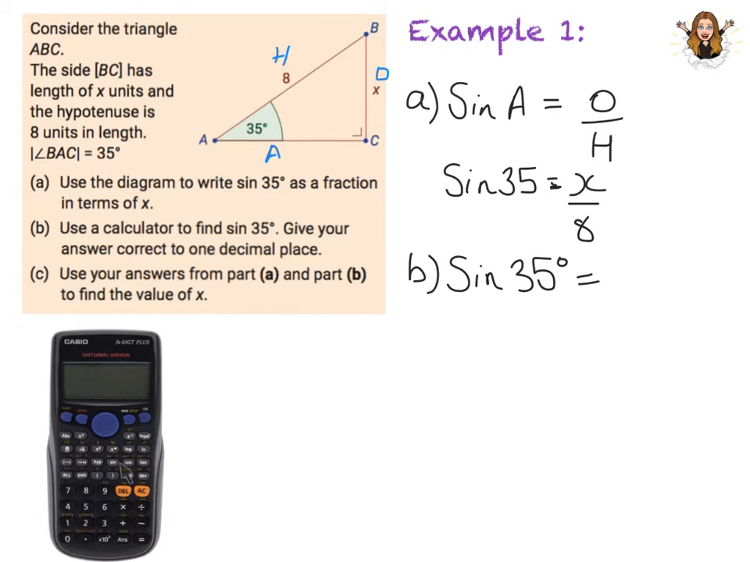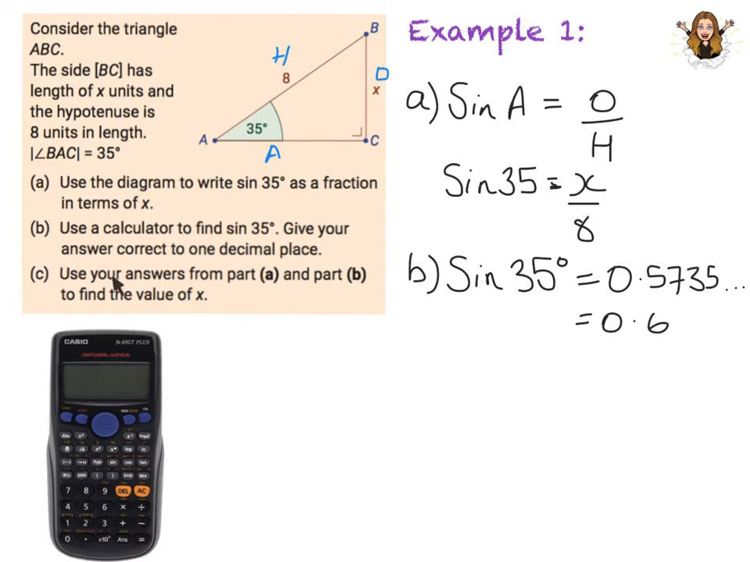Well, if you go to your calculator and click sine 35 and press the equals button, you will get an answer. It's going to be quite long. It's going to start with 0.57 5735 and it goes on. Now you're told to give your answer correct to one decimal place. So your answer is going to be 0.6. So sine 35 is 0.6. That's how you can say it as a decimal.